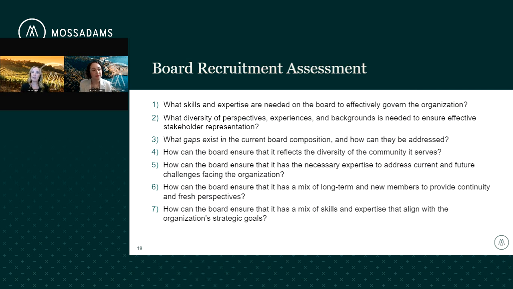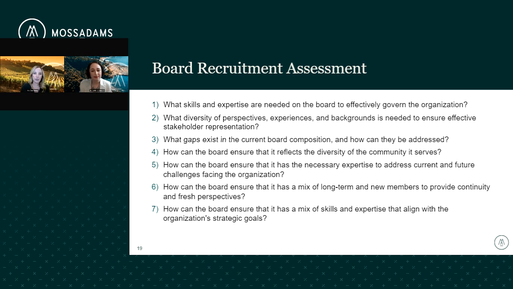So obviously the board matrix gives you a little bit in terms of your assessment in terms of skill sets. But we wanted to give you also some guiding questions to think through, to dive in a little bit deeper. So here's some additional board recruitment assessment questions for you to consider.